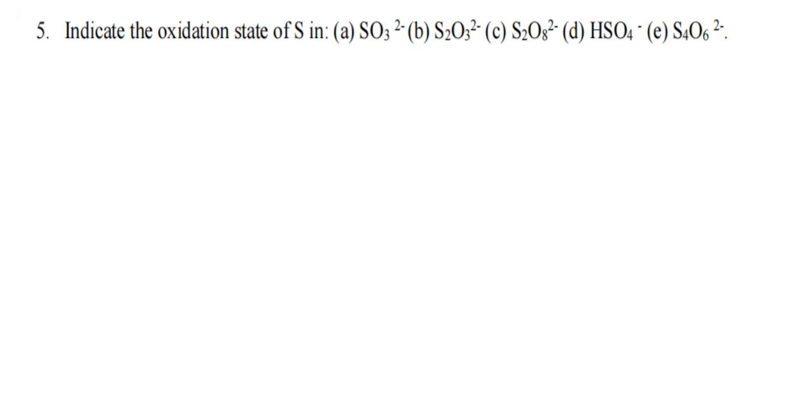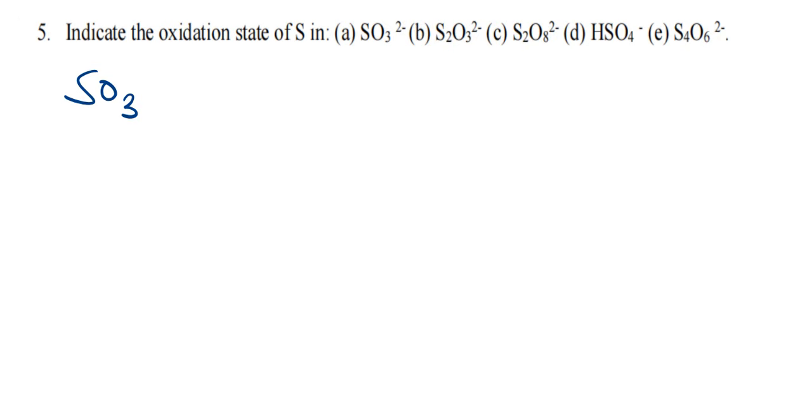We come to question number 5. Indicate the oxidation state of sulfur in these compounds. Let's start with the sulfite ion. This is called the sulfite ion, so I've got SO3 2-. Let's say we let the oxidation state of sulfur be X.